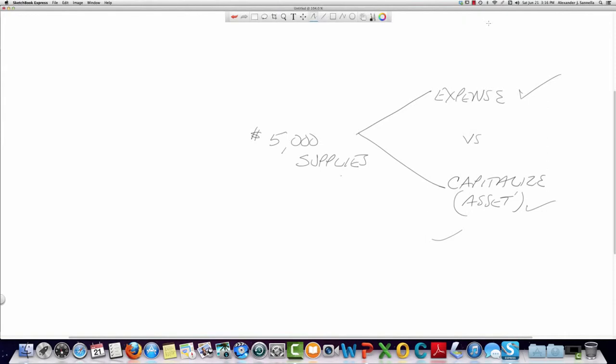Now, this is the conceptual framework part of the chapter. We're going to go to Module 2, which will cover the inventory valuation. And in that inventory valuation, we'll determine what inventory valuation methods give us the most conservative inventory or the most optimistic inventory.